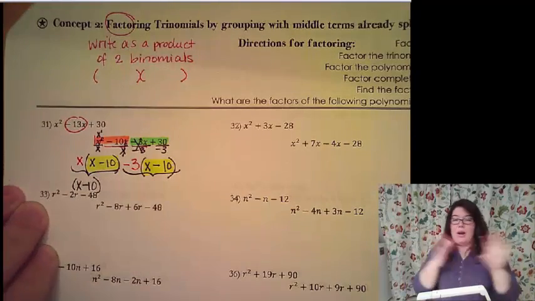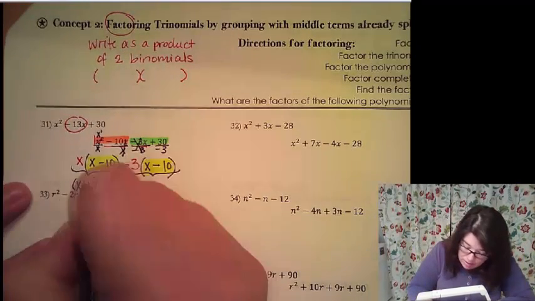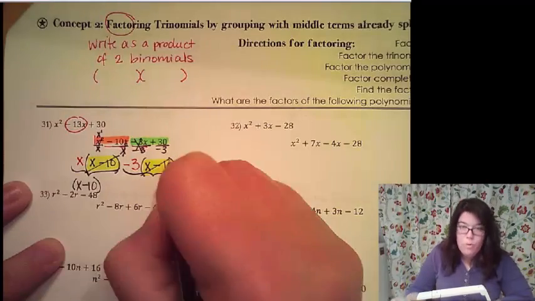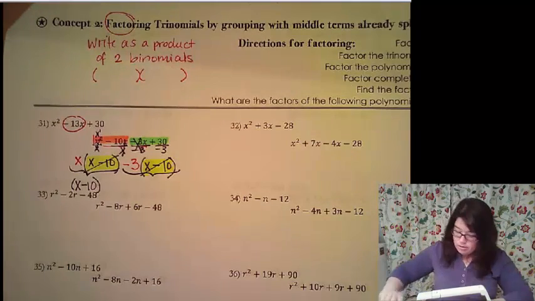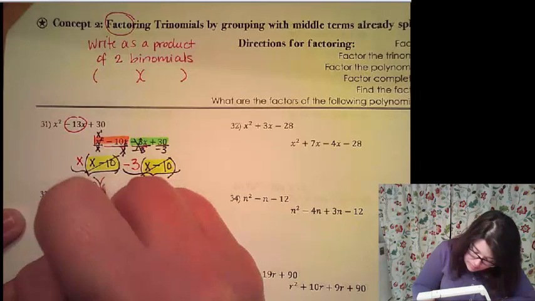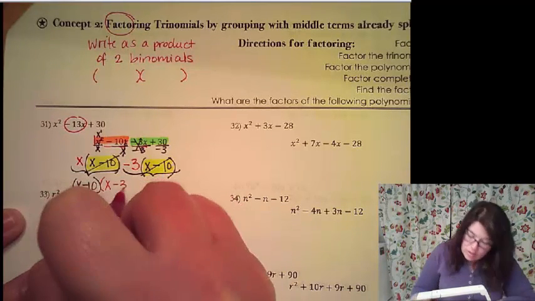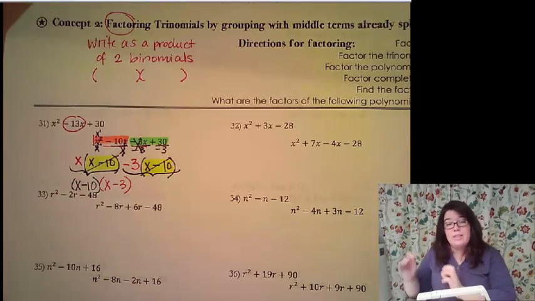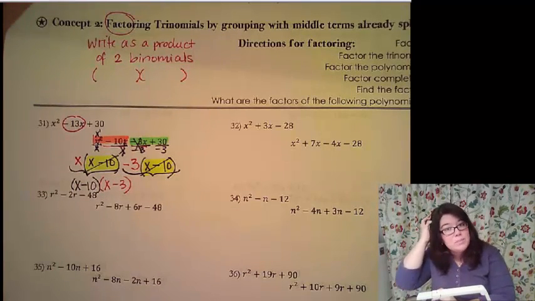Okay, we factored that part out. So it's not here anymore, it's not here anymore. Well, what is left over? Well, we call these our loners, x and -3. Those are our loners, and they're left over, so we put them in parentheses by themselves.